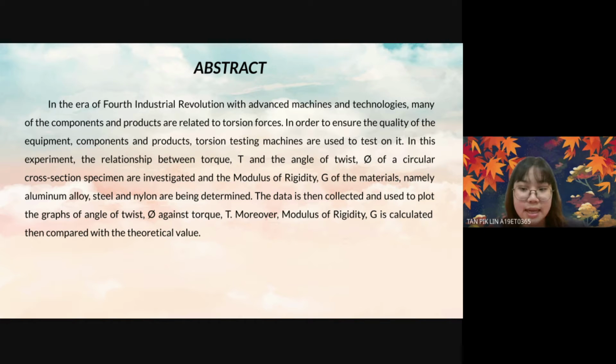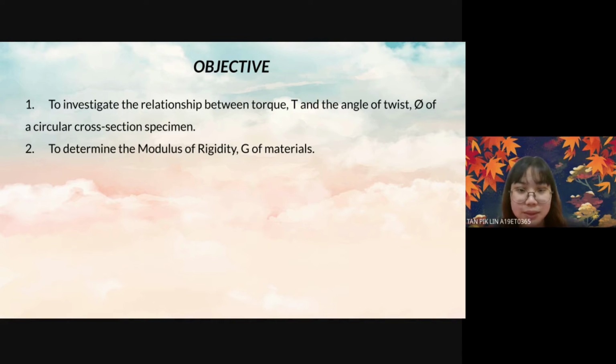The data collected in this experiment will be used to plot the graph of the angle of twist against the torque. And moreover, the modulus of rigidity is also calculated and will be compared with the theoretical value. So this is the objective of this experiment, which is to investigate the relationship between torque and the angle of twist of a circular cross-section specimen. And the second objective of this experiment is to determine the modulus of rigidity of the material.